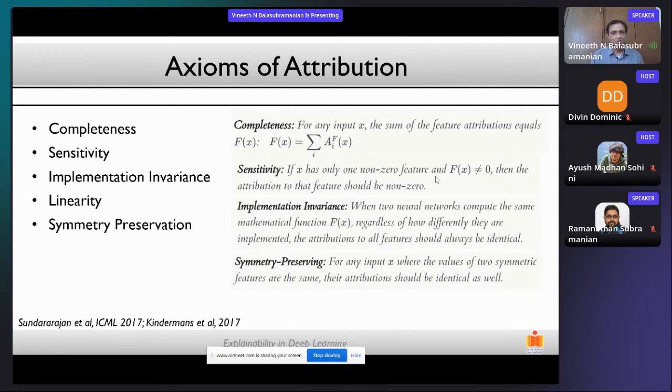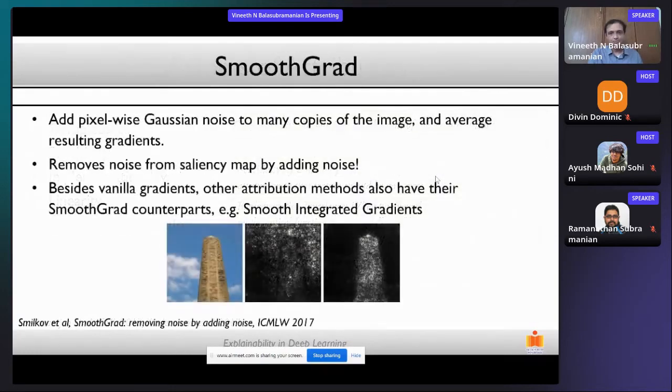I'm not going to get into those details, but this is just to tell you that people have been trying to come up with formalizations where these kinds of methods should satisfy certain properties, which you can then compare different methods against. These are known as axioms of attribution, and many methods today try to check whether any new method satisfies these axioms in practice or not.